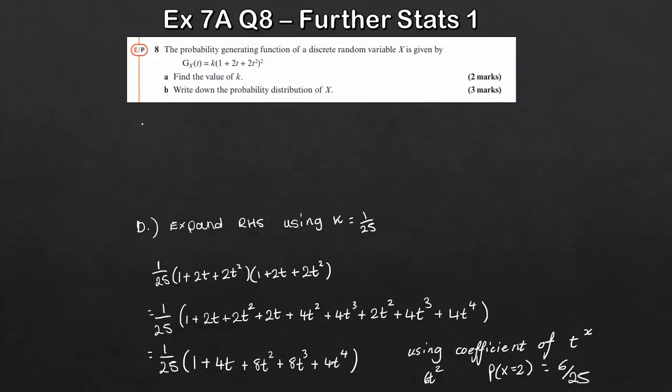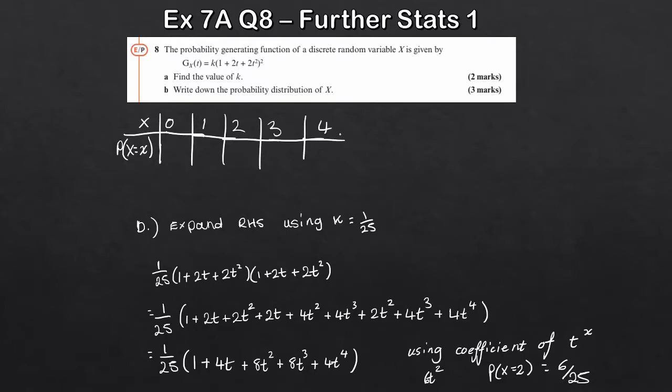So what that will be is we'll have our x, and we'll have the probability that big X is equal to this x. Because that's just a 1, and there's no t with it, that'll just be 0. The 4t, that's t to the 1 here, so that'll be x equals 1. My next one, the t squared, will be 2, and so on. So that'll be 3, and finally we'll have the 4. Okay, so that's all we'll have across the x row here.